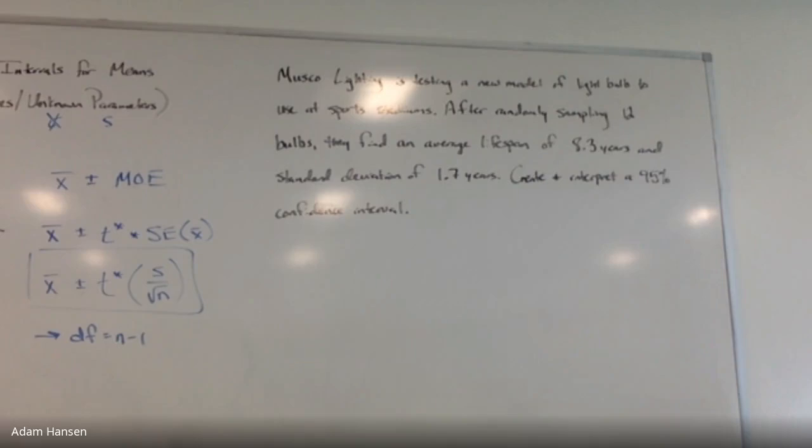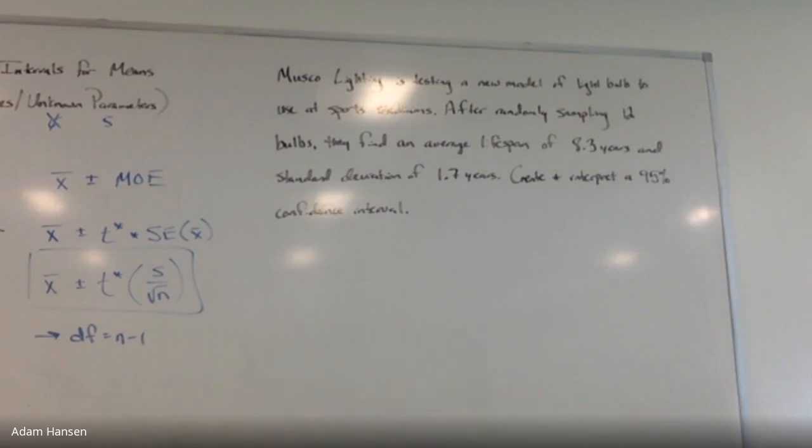Sampling can be very expensive. Take a lot of time. We're talking about 8.3 years of time to get that average. They're not going to want to test 50 different light bulbs. That probably costs too much money. So they're going to take a smaller sample, but small samples have more variability. So we need a t-distribution to make this confidence interval.